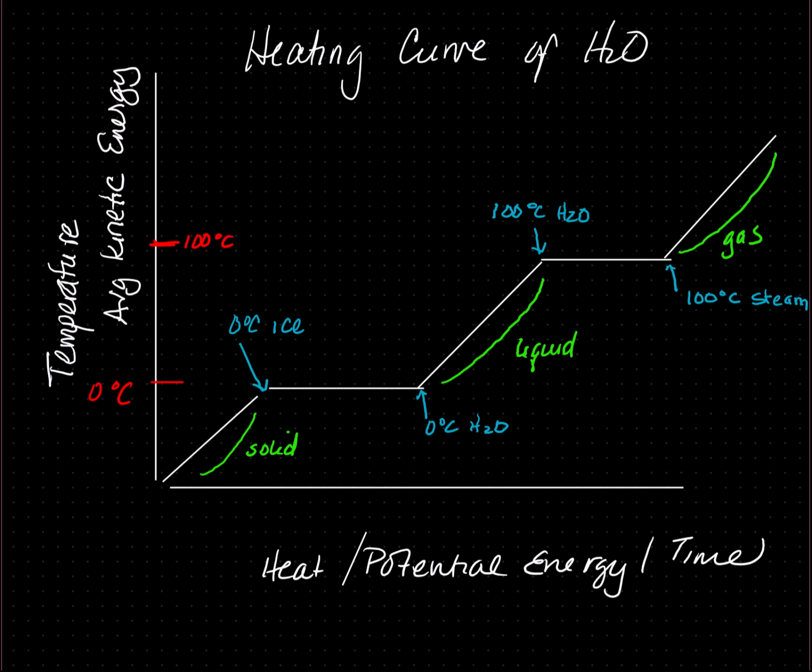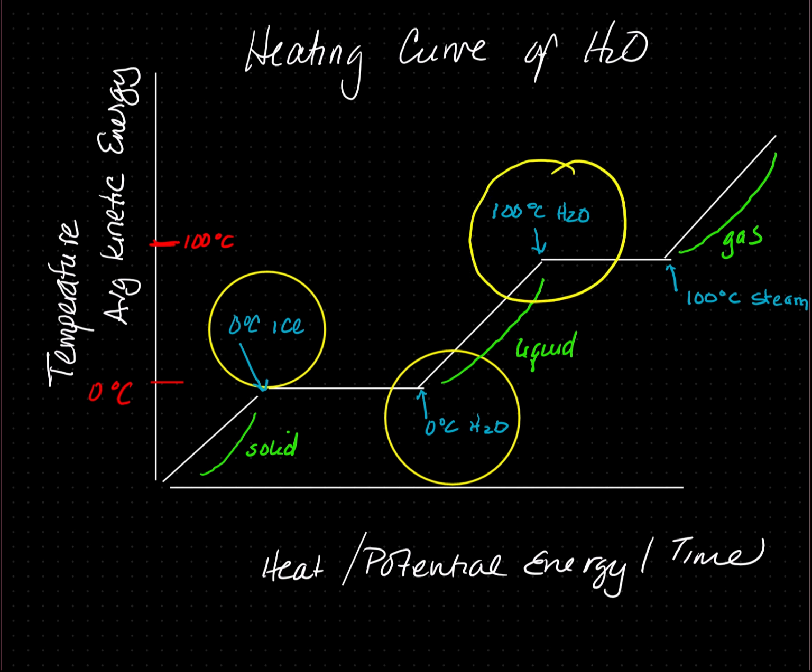Another important thing to note is that this point right here is 0 degrees Celsius ice. At the end of the melting line is 0 degrees Celsius water. They're at the same temperature, but different states of matter. On top, the beginning part of vaporization or the ending part of condensation is 100 degrees Celsius water. On the opposite end, when vaporization is completed or condensation is starting, is 100 degrees Celsius steam.